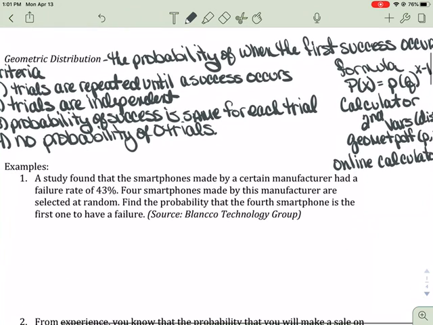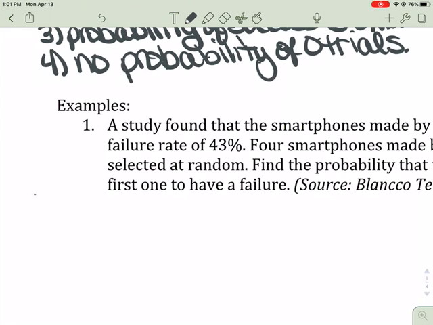All right, so let's try the first one here. A study found that smartphones made by a certain manufacturer had a failure rate of 43%. 4 smartphones made by this manufacturer are selected at random. Find the probability that the 4th smartphone is the first one to have a failure. So our x is going to equal 4 because that's when we want to have our first success. Our probability is 0.43. Now don't get confused that 43% is the failure, because that's what we're interested in. So that's going to be our success.